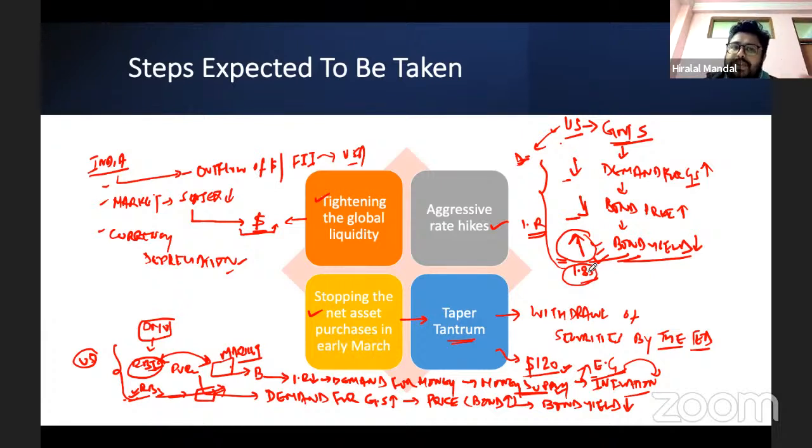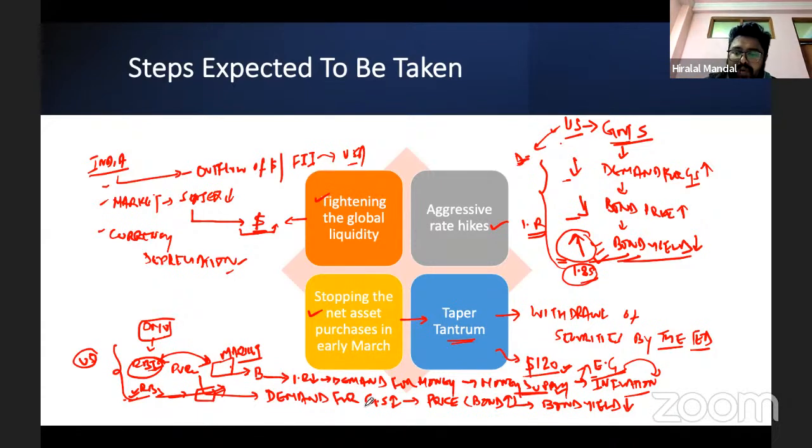So this is the reason you can see in India, once the demand for government securities gets decreased, the bond price gets decreased and bond yield gets increased, and that's why the FIIs are moving from our country to their own country. All right, this is what happens. So all the steps that have been indicated to be taken by the Federal Reserve have implications on various factors in the economy.